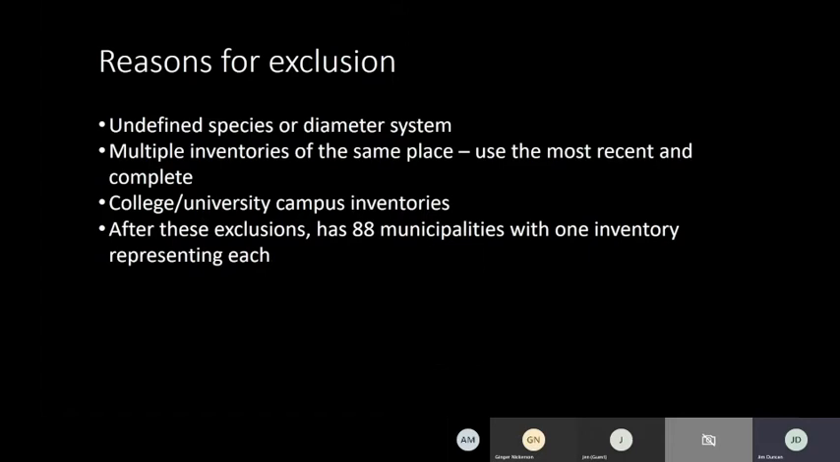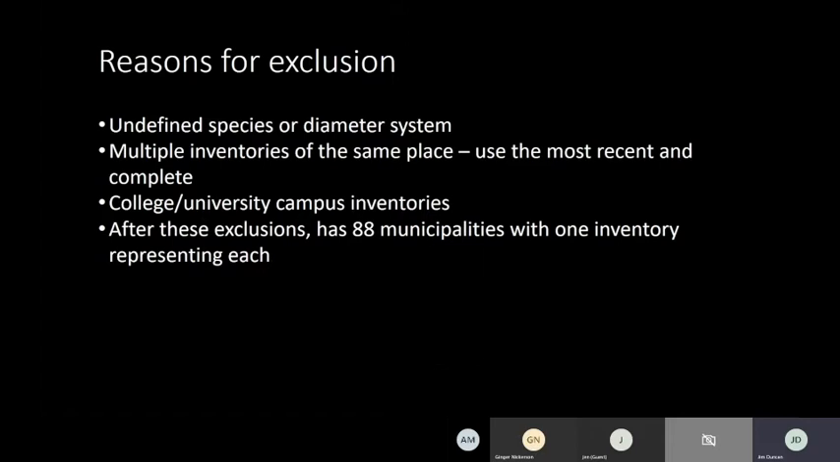So if there's a full public tree inventory that could include parks and streets, we'd use that first. After that, we'd use the street tree inventory because it'd be more representative of the municipality as a whole. If we didn't have a street tree inventory, we would use a park tree inventory because at least it gives us some information about what species are existing in that municipality. And that would be kind of where we would stop.